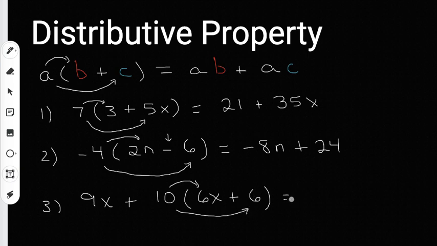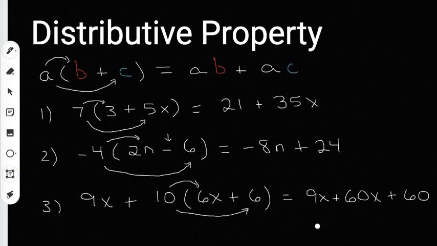So when I do that, I'm going to get 60x plus 60. So now I'm done with this whole expression. I have a 9x that's being added to everything. So I'm just going to bring the 9x over, and there should be a plus in the middle, so I'm going to put that right here.